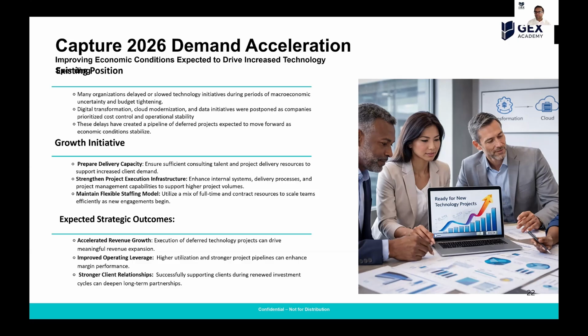We talked about this before. An advantage of technology consulting and staffing businesses is their ability to scale resources relatively quickly through a combination of full-time employees and contract professionals, right?